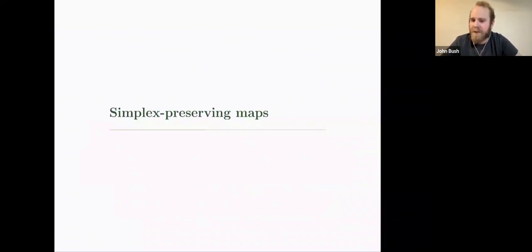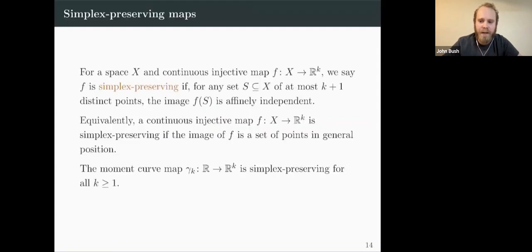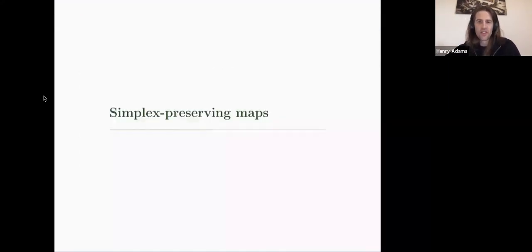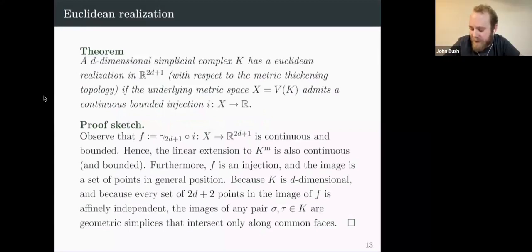That observation about the moment curve map motivates the consideration of simplex-preserving maps. And John, let me ask you a question in the chat. Is there an easy example where the underlying metric space fails to admit such a continuous bounded injection to the real line?